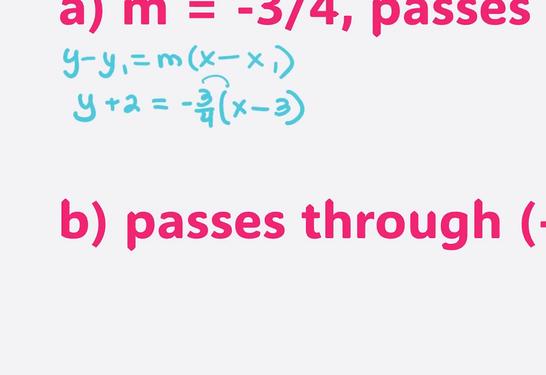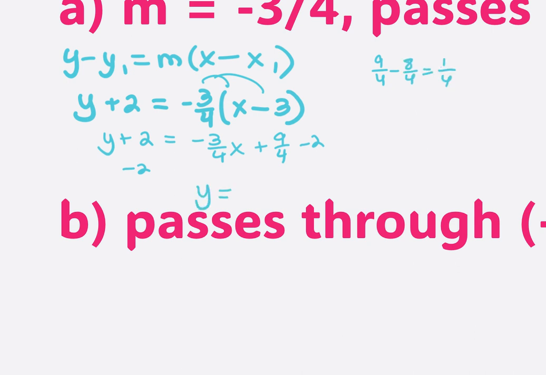Now I distribute the negative 3/4. I get y plus 2 equals negative 3/4 x. A negative times a negative makes this positive. 3/4 times 3 is 9/4. And then I would subtract the 2. 9/4 minus 2 becomes 8/4, and this is 1/4. And that's my equation in slope-intercept form.